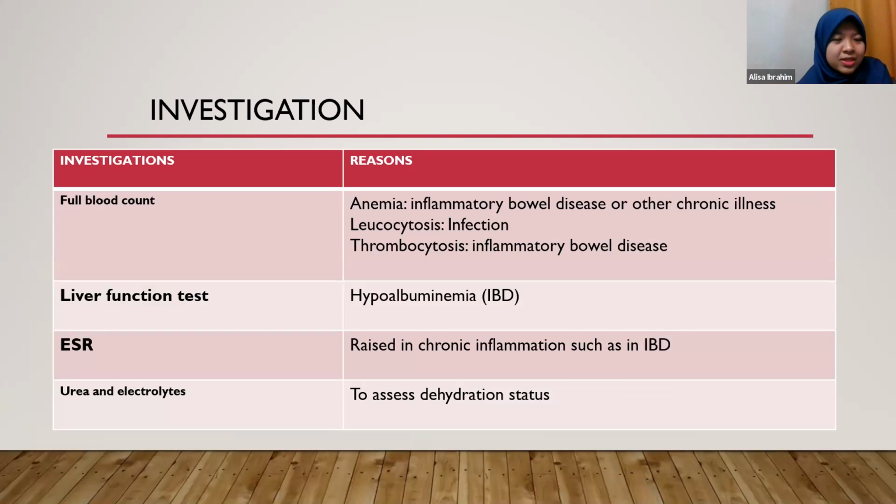Moving on to the investigation for chronic diarrhea. For the blood investigation, we can do a full blood count to look for any evidence of anemia, which can occur due to inflammatory bowel disease or other chronic illness. We also need to look for any increase in white blood cell count due to infection, or any thrombocytosis that might suggest inflammatory bowel disease.